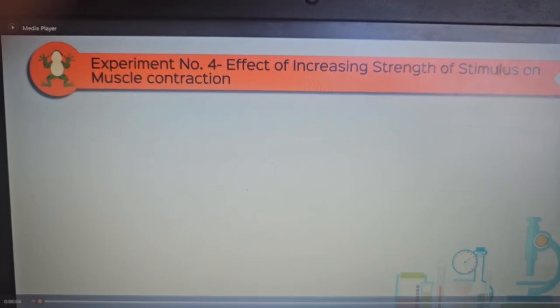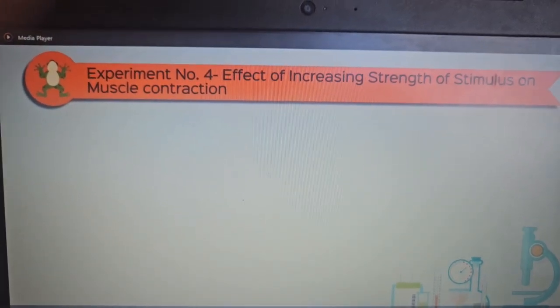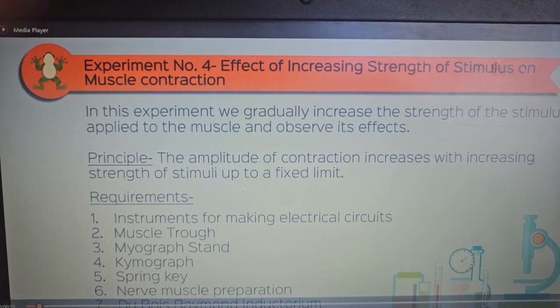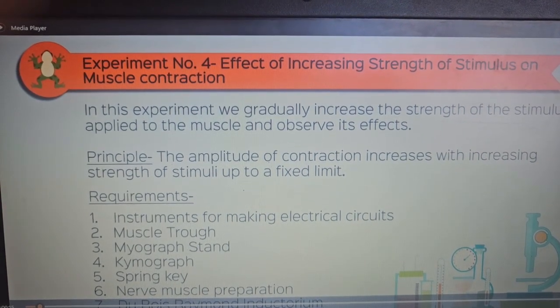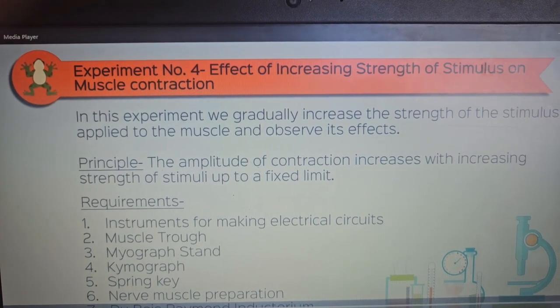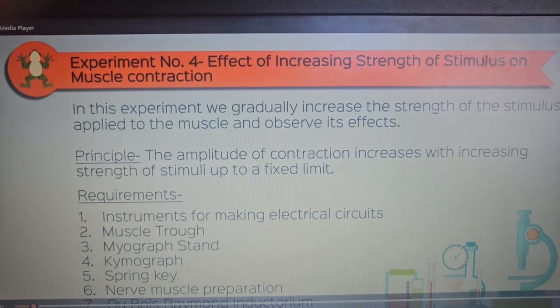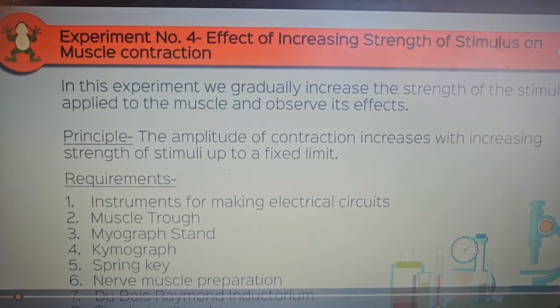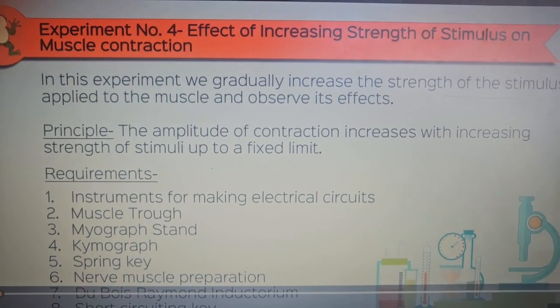Effect of increasing strength of stimulus on muscle contraction. In this experiment, we gradually increase the strength of the stimulus applied to the muscle and observe its effects. Principle: the amplitude of contraction increases with increasing strength of stimulus up to a fixed limit.